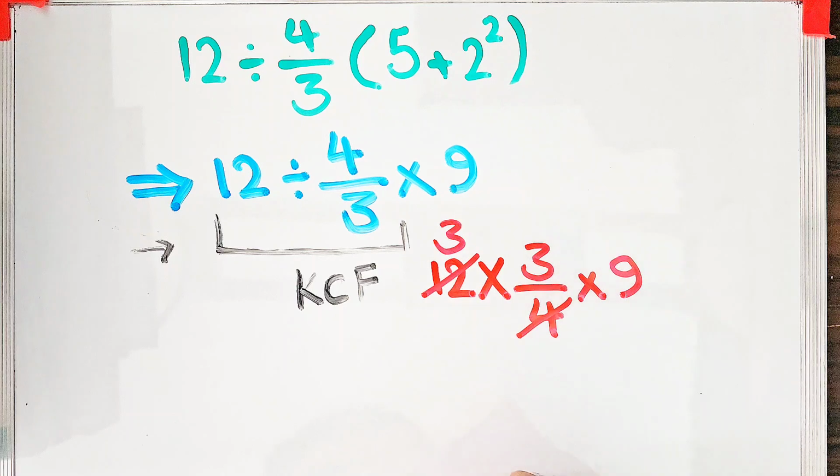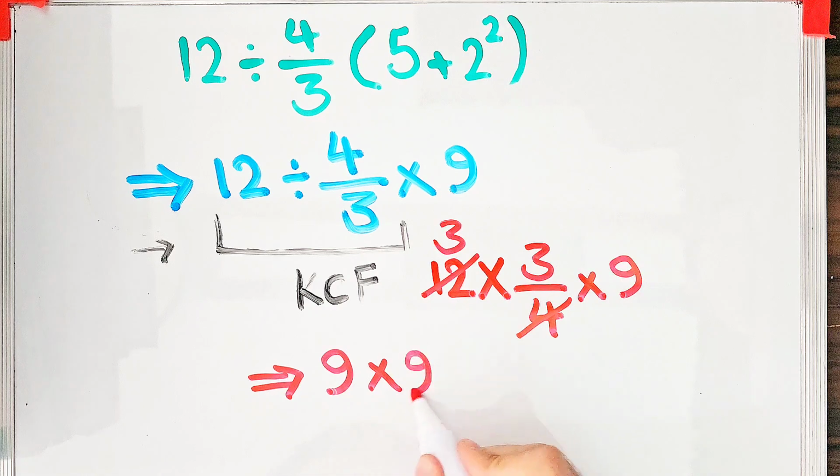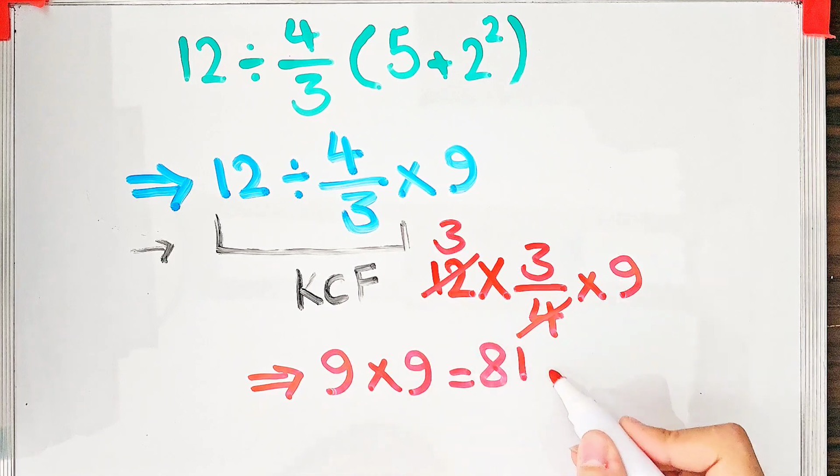12 divided by 4 equals 3, and 4 divided by 4 equals 1. 3 times 3 equals 9, and 9 times 9 equals 81. And we get the final answer of this question.